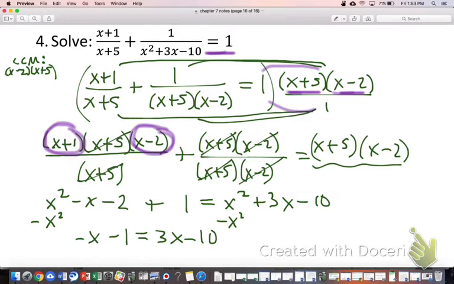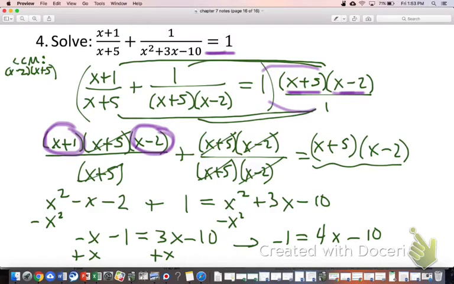Any suggestions? Plus 3x? I don't think so because it's already a positive 3x. Plus x, or minus. I'd go plus x, yeah. So if I go plus x to both sides, that would give me negative 1 equals 4x minus 10.